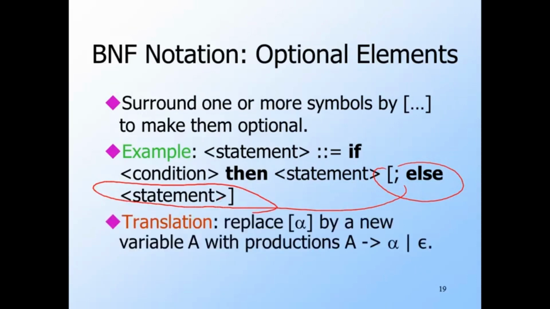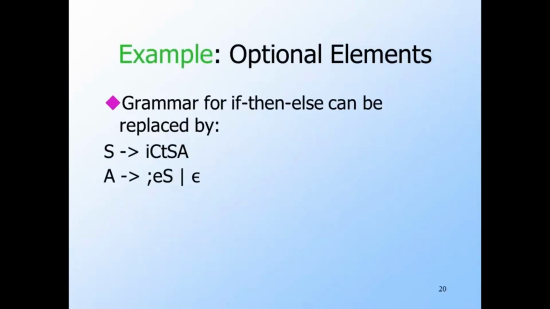We can replace an optional alpha by a new variable A. This variable has two productions, one with the body alpha and the other with the empty string for a body. Thus, the alpha can be either there or not when we expand the new variable A.